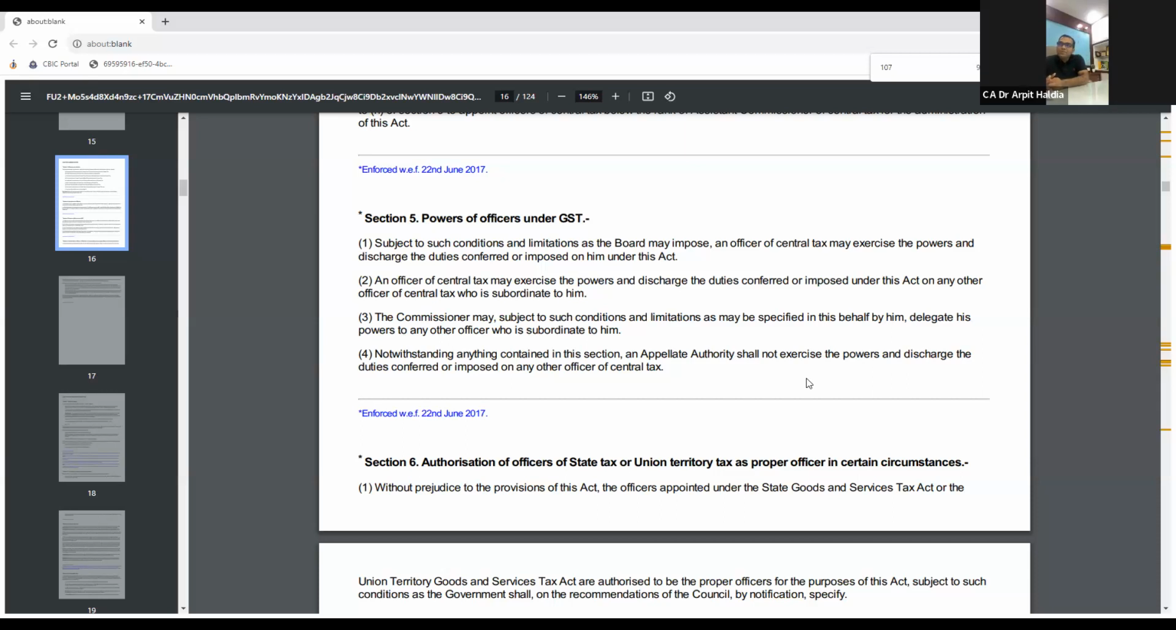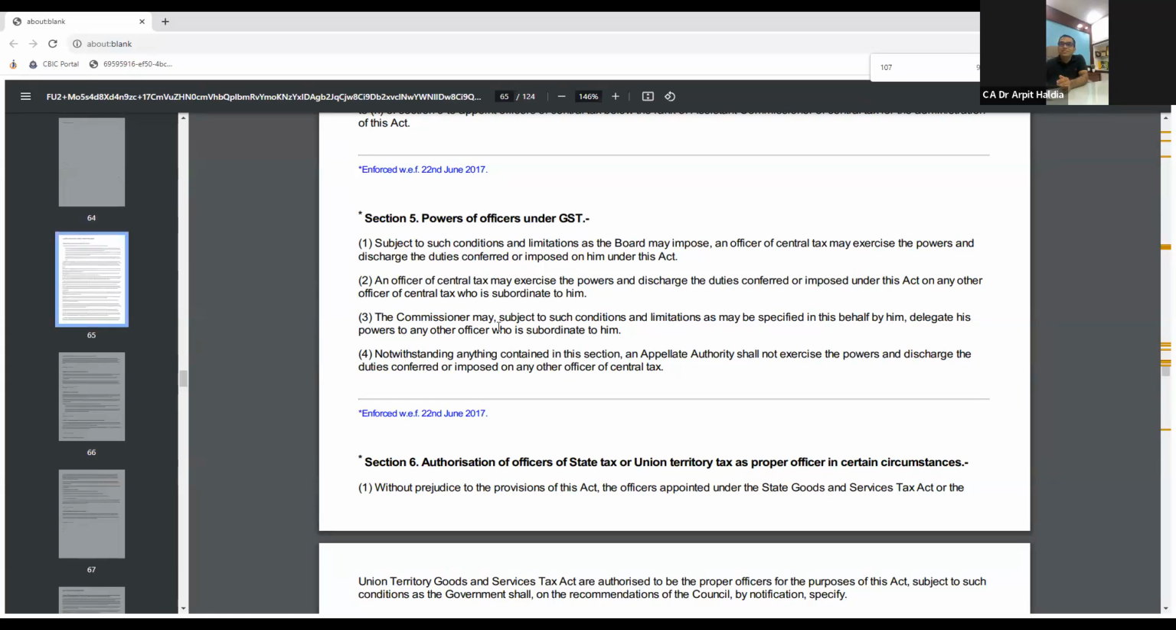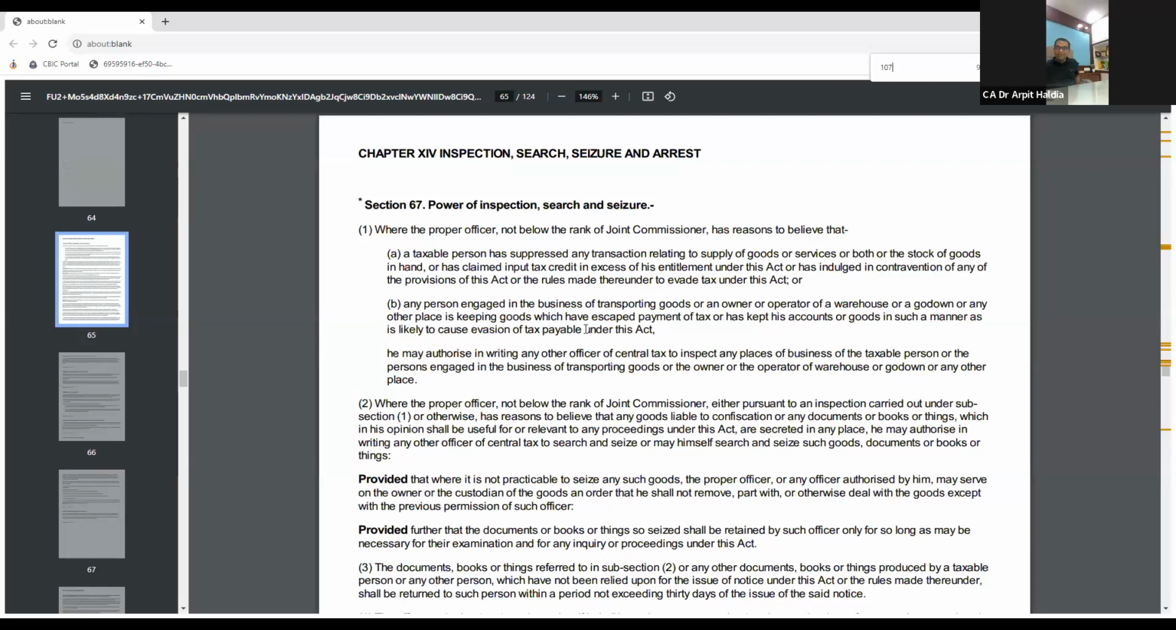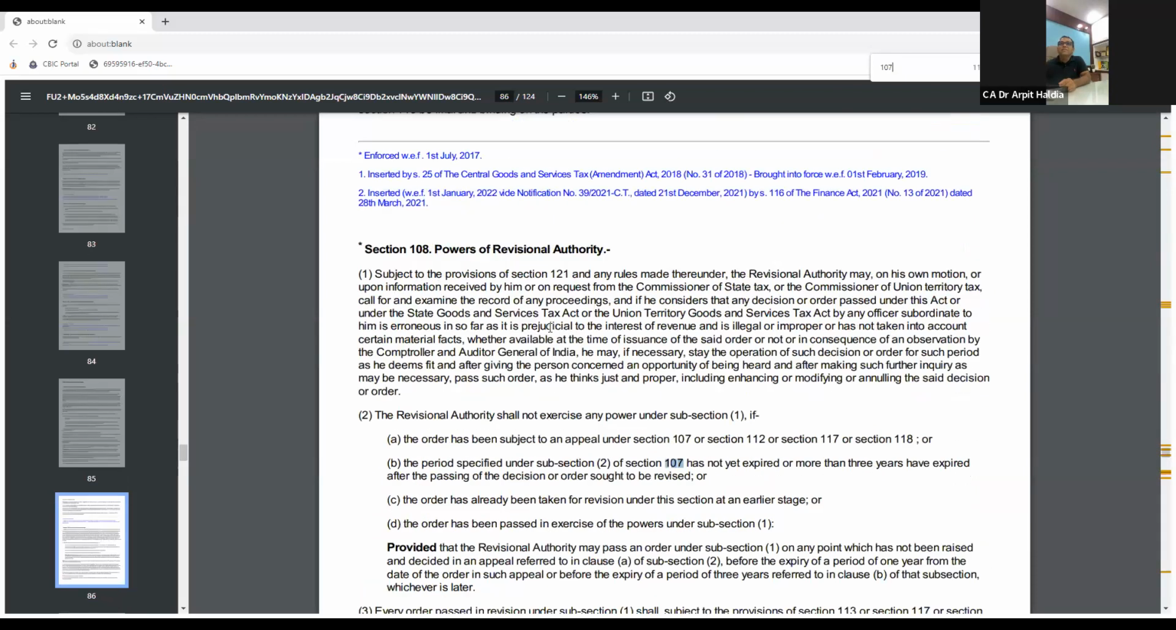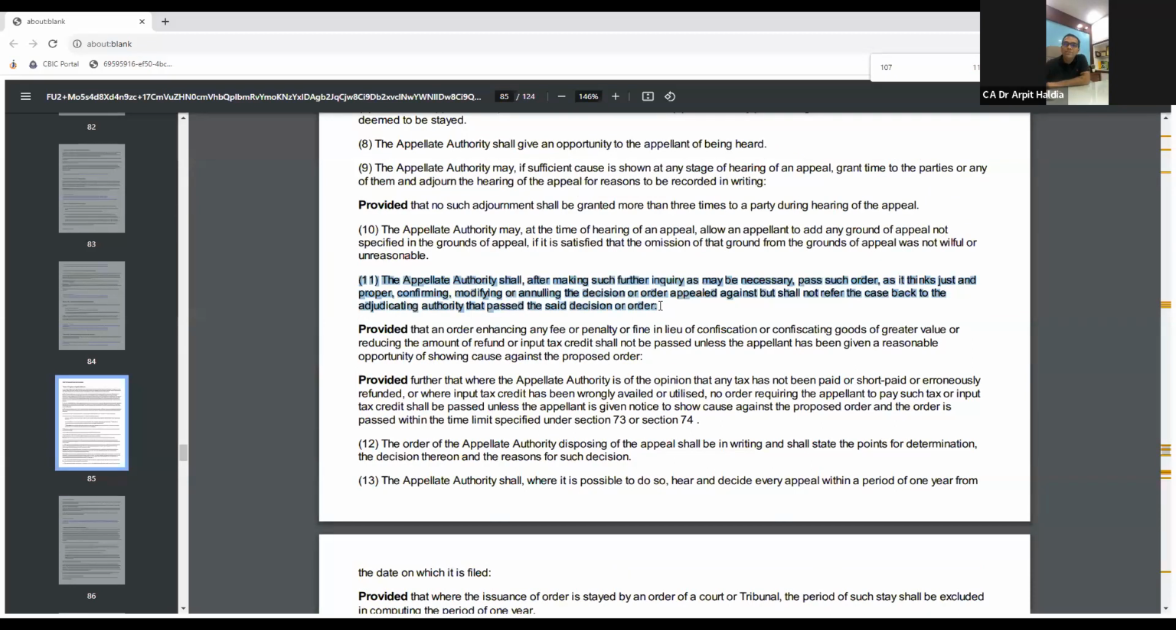Arupji, in my opinion, what you have said is the correct background of section 107(11). If we see the section 107(11) main provision, it gives the appellate authority the power to make further inquiry as may be necessary and pass such order as it thinks just and proper, confirming, modifying or annulling. So he has the power to modify.